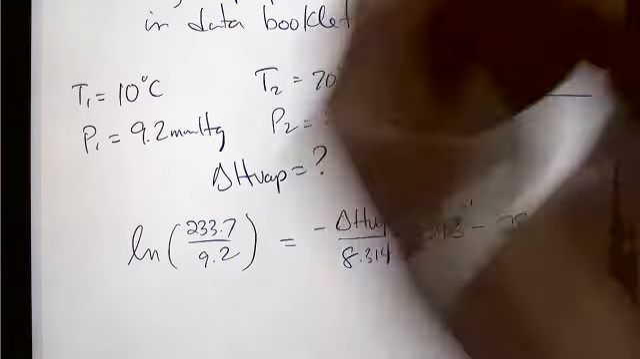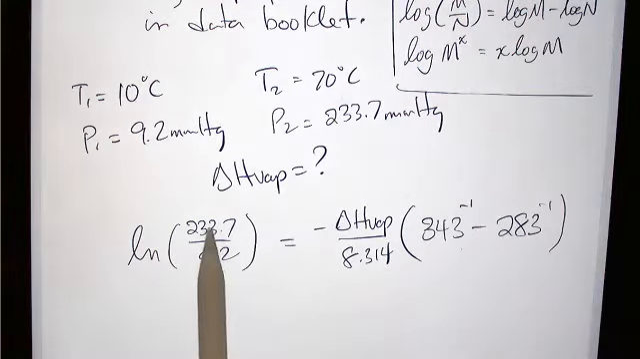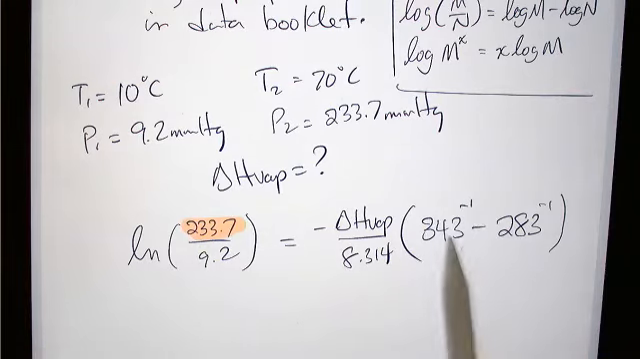So notice something, folks. The pressure that's on top should be paired with the temperature that was first, right? So you want to make sure you put them in the right places. It was a P2 over a P1. It was a T2 minus a T1. So make sure you're putting them in the right places.